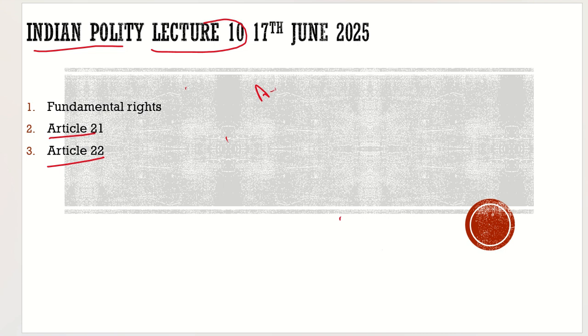Suppose there is absolute abolition of untouchability. Suppose Article 18 is there. Suppose you have the freedom of speech and expression, and all those rights are absolute. But there is one exception. What is that exception? There is no Article 21. There is no right to life and personal liberty.